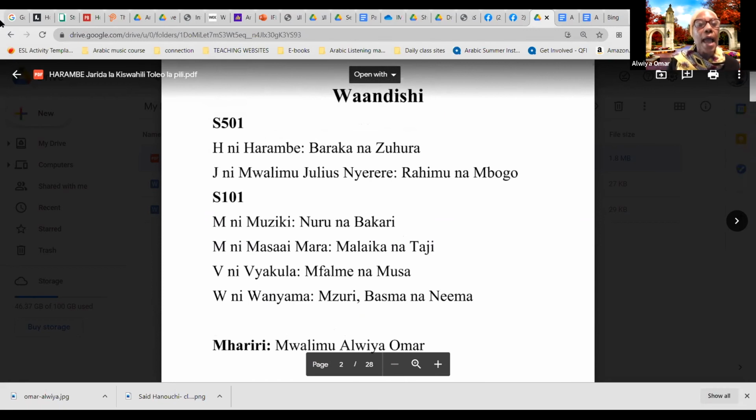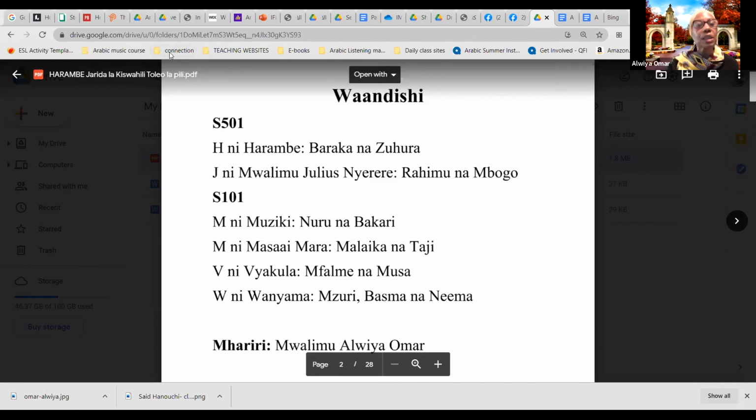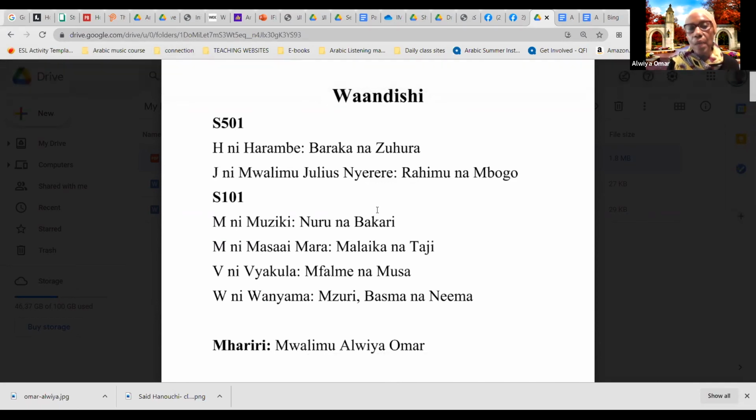So like here, M is music. M is Masai Mara. Masai Mara is a region in Tanzania and Kenya. V is Vyakula, which is food. W is Wanyama, which means animals. So they choose a topic that they want. Remember, we talked about giving students choices. So they choose what they like, and then they write a term paper based on it. And this spans the whole semester.